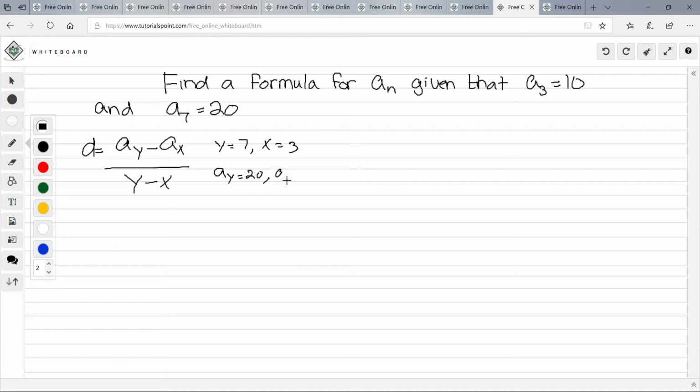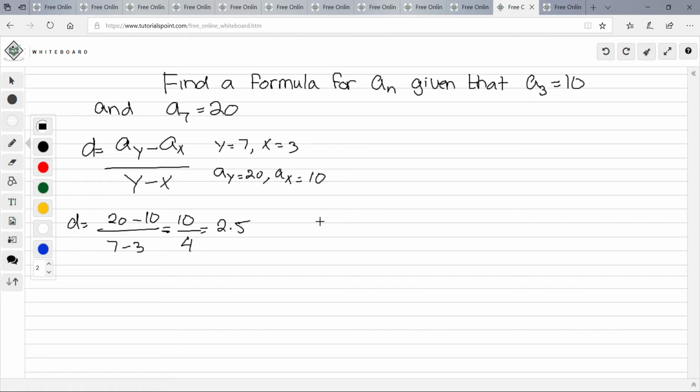And our AX is, where is it? It should be 10, right? So let's put that in our formula. AY is 20 minus 10, divided by 7 minus 3. 20 minus 10 is 10. 7 minus 3 is 4. 10 divided by 4 is exactly 2.5.